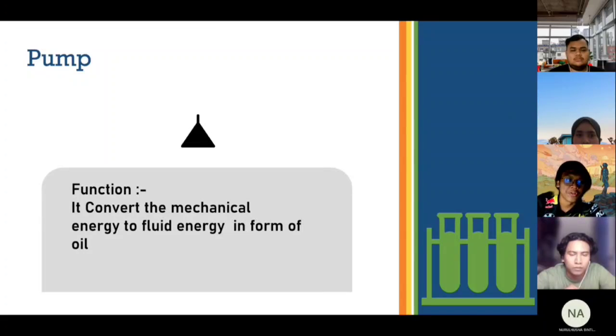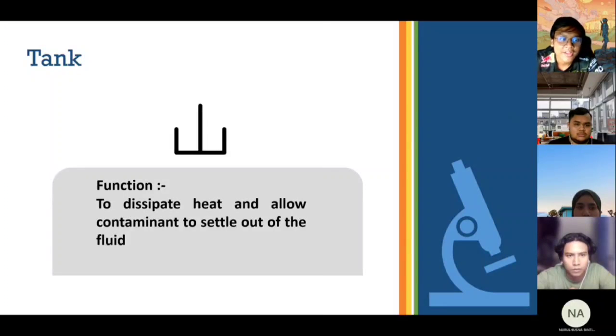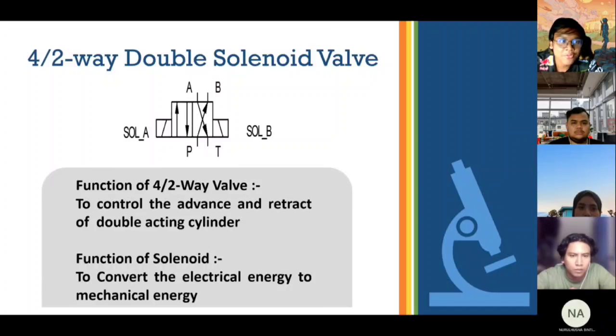So for the first component, pump. The function is to convert the mechanical energy to fluid energy in the form of oil. Next, tank. The function is to dissipate heat and allow the contaminants to settle out of the fluid. Next is the four-two-way double solenoid valve. The function of the four-two-way valve is to control the advance and retract of the double acting cylinder. The function of the solenoid is to convert electrical energy to mechanical energy.